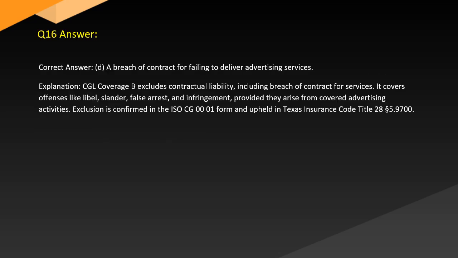Answer. Correct answer: D. A breach of contract for failing to deliver advertising services. Explanation: CGL Coverage B excludes contractual liability, including breach of contract for services. It covers offenses like libel, slander, false arrest, and infringement, provided they arise from covered advertising activities. The exclusion is confirmed in the ISO CG 01 form and upheld in Texas Insurance Code Title 28 SS 9700.